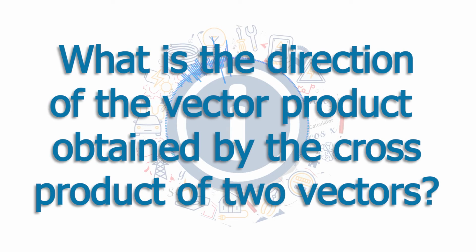What is the direction of the vector product obtained by the cross product of two vectors? It seems a kind of shortcoming that by formula we can only calculate the magnitude of the vector product obtained by the cross product of two vectors. However, this issue is fixed by applying the drill rule, or the screwdriver rule.